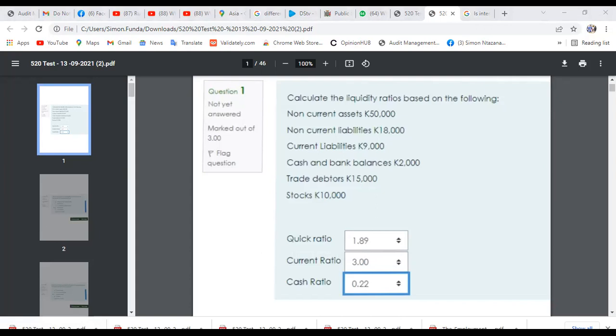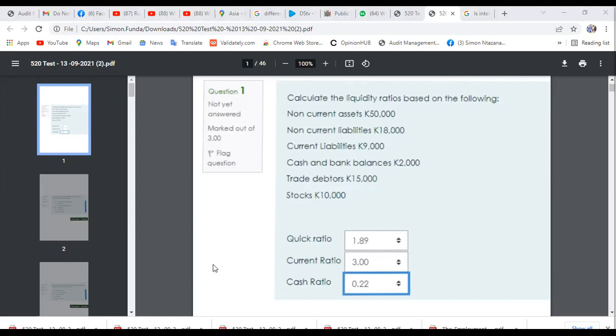So a current asset is that asset which has got a lifespan of less than 1 year, 12 months. All those assets which have got a lifespan of more than 12 months are called non-current assets. Okay, all right.